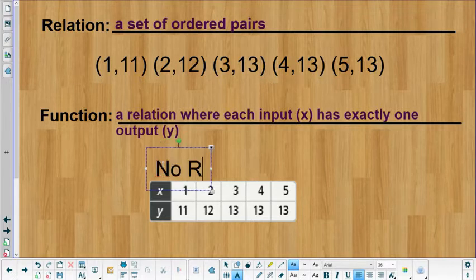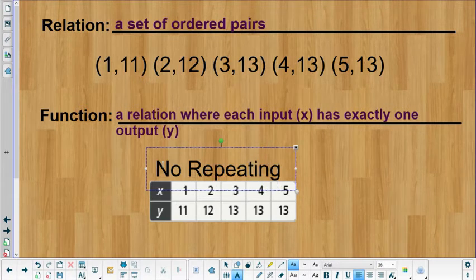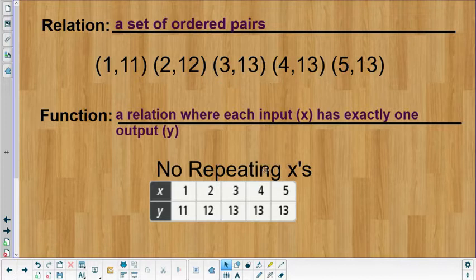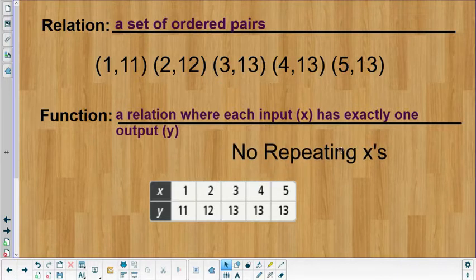No repeating x's. Okay, and I like to put it in terms of relationships since we're talking about relations and functions.